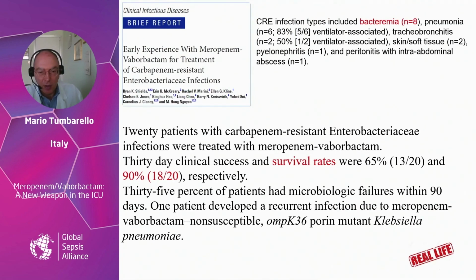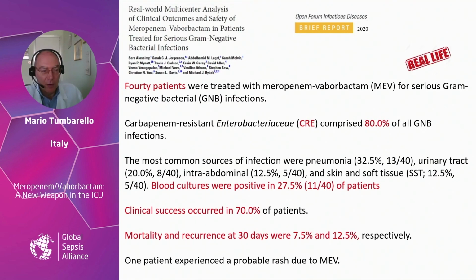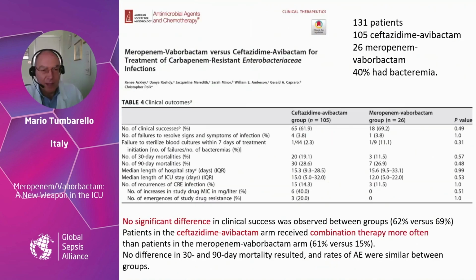This is a report of 20 patients with different infections, bacteremia, pneumonia, but also skin and soft tissue infections and intra-abdominal infections, with an overall survival rate of 90%. This is a paper including 40 patients, with clinical success in 70% of patients and mortality of 7.5%. This paper compared Ceftazidime-Avibactam with Meropenem-Vaborbactam, about 100 patients in the Ceftazidime-Avibactam group and 26 in the Meropenem-Vaborbactam group, without any significant difference in the outcome between the two drugs.